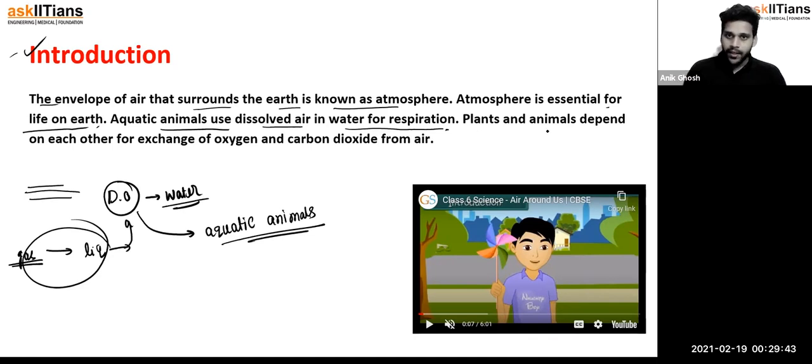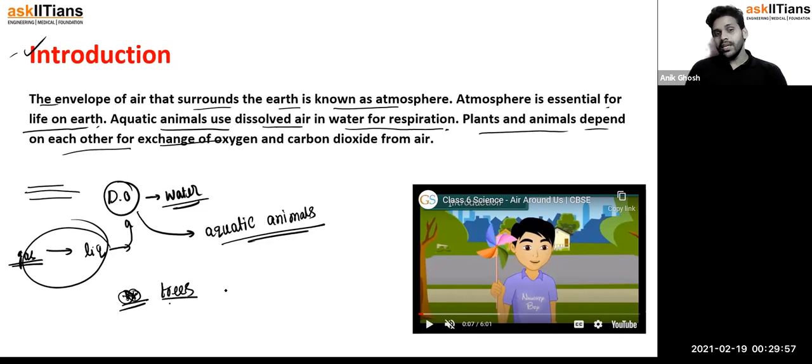Now plants and animals depend on each other for the exchange of oxygen and carbon dioxide from the air. From our earlier knowledge, we know that the trees, while doing photosynthesis, give up oxygen, isn't it?